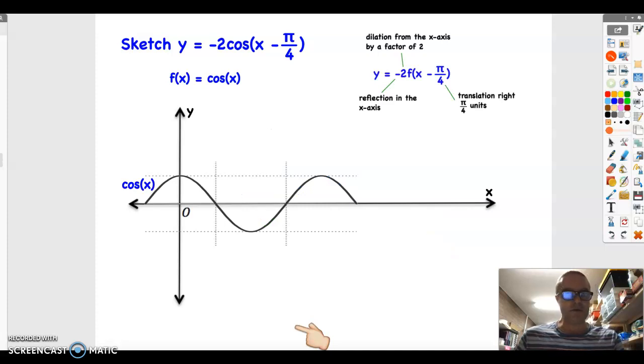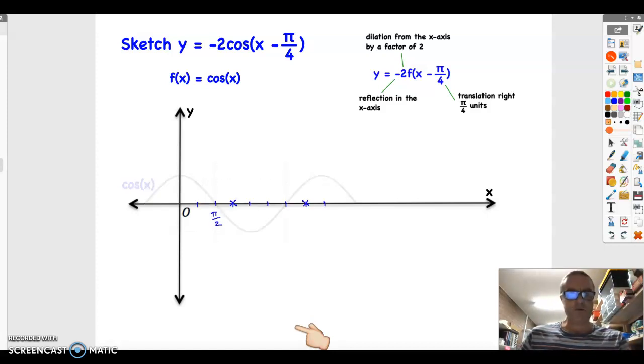So here's our original graph of f of x, our cosine x curve. What you'll see here is I've made a mark. I'm looking for the points where the curve is going to cross the x-axis. I'll have a dilation from the x-axis and a reflection, but they're not going to affect the zeros of the function. What will affect the zeros is this translation. So you can see I've moved that 0 to the right, pi on 4 units. There's pi on 2, pi on 4 is halfway between that. So for each 0, we're going to skip across pi on 4 units.